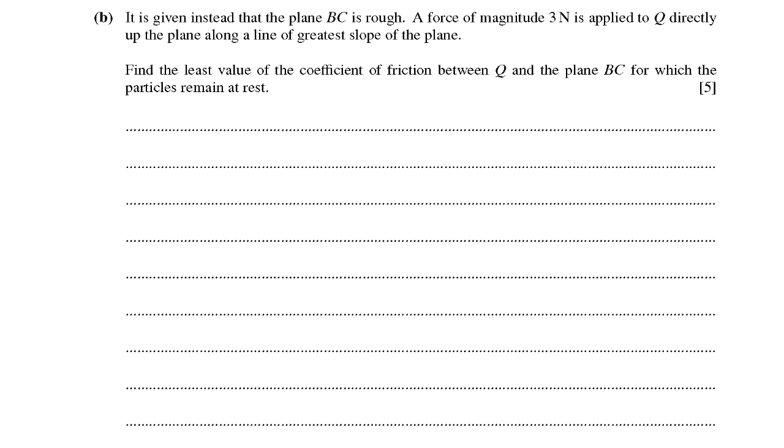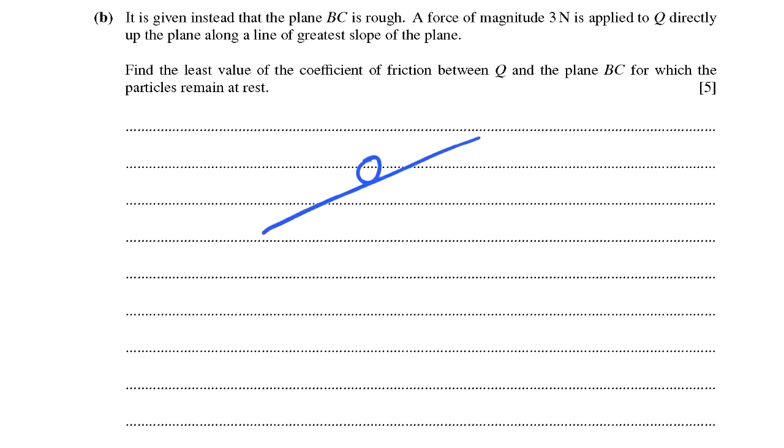On to part B. It is given instead that the plane BC is rough, so now there's friction. A force of magnitude 3 newtons is applied to Q directly up the plane along the line of greatest slope. Find the least value of the coefficient of friction between Q and the plane BC for which the particles remain at rest. Well, let's try to figure something out.